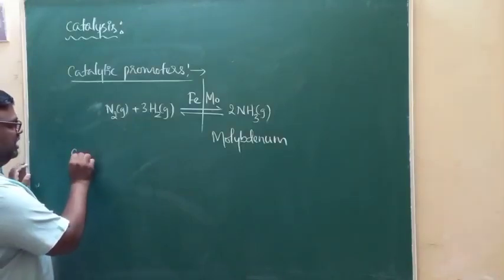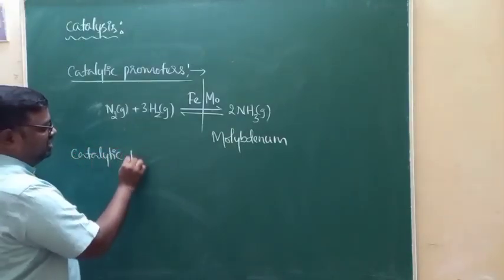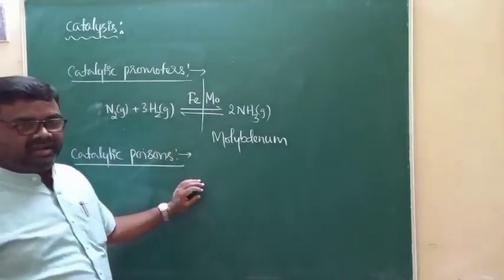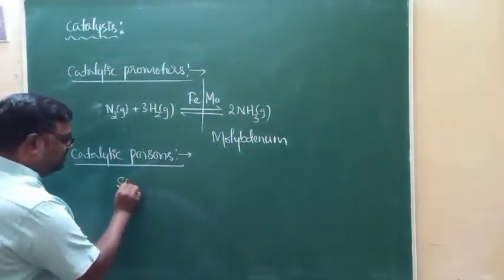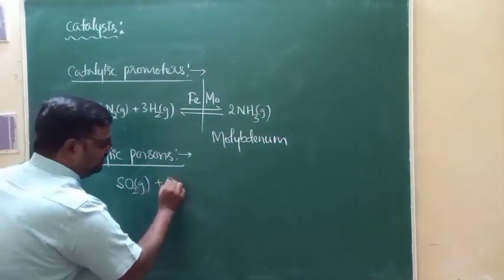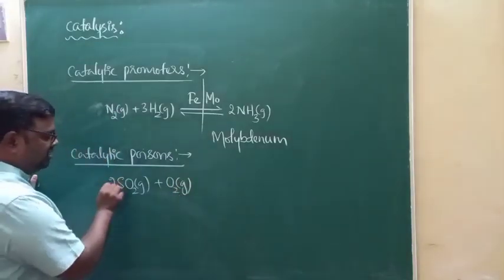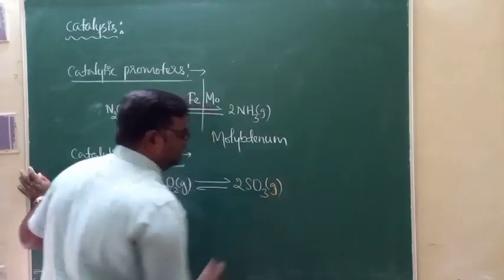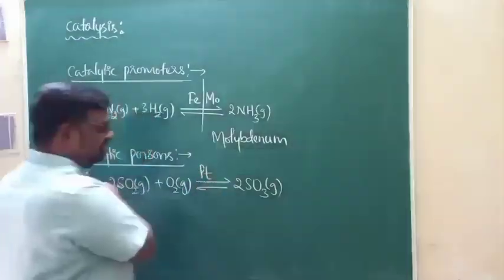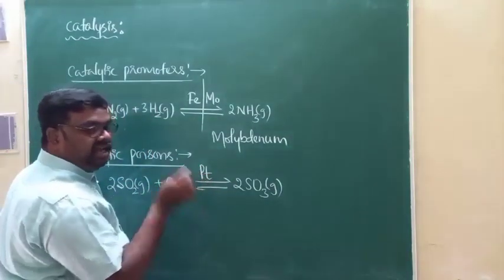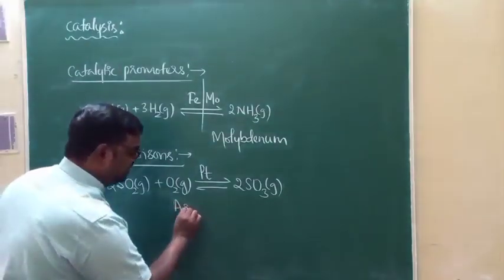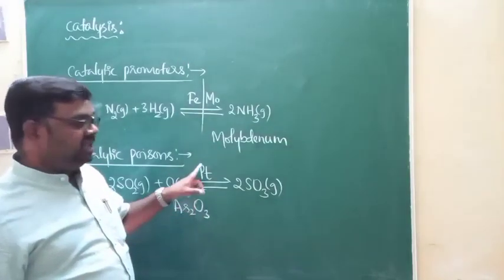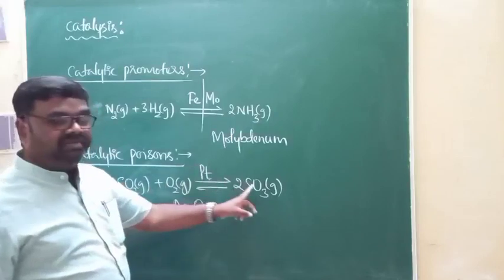And at the same time, as far as catalytic poisons are concerned, catalytic poisons are the substances which decrease the activity of a catalyst. For example, in the manufacture of sulfuric acid by contact process, we have a key reaction, that is conversion of sulfur dioxide into sulfur trioxide. And in this particular reaction, we use the platinum catalyst. The catalytic activity of platinum can be decreased in the presence of a catalytic poison, that is arsenic oxide, As2O3. It is a catalytic poison that decreases the activity of platinum catalyst in the manufacture of sulfuric acid by contact process.